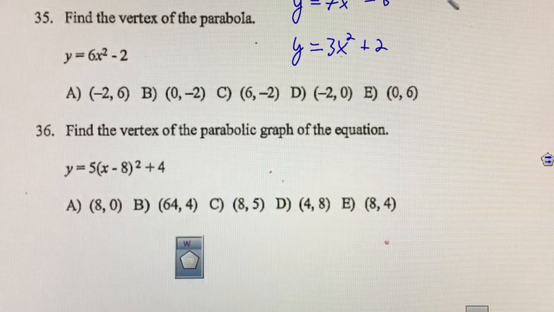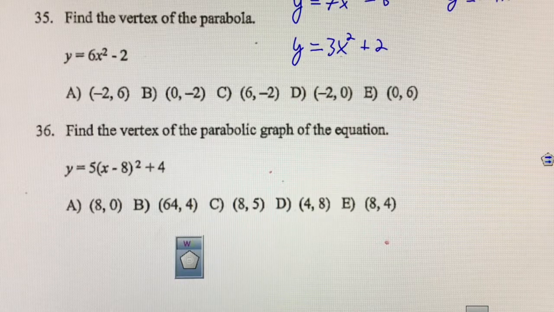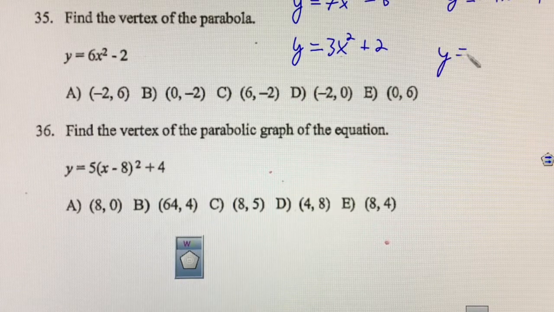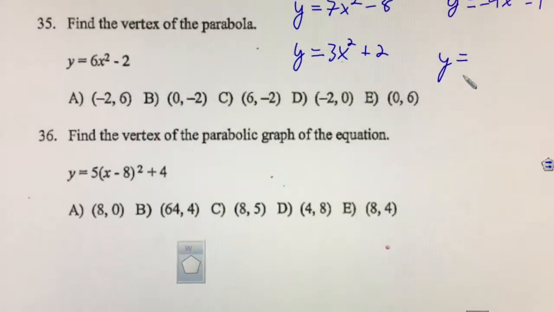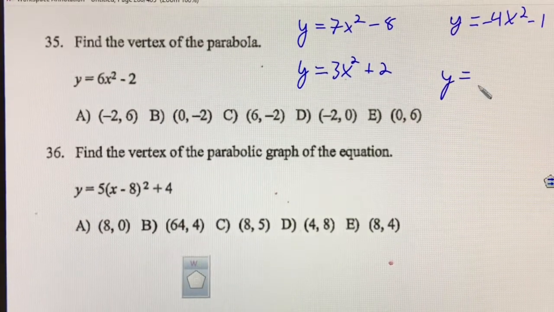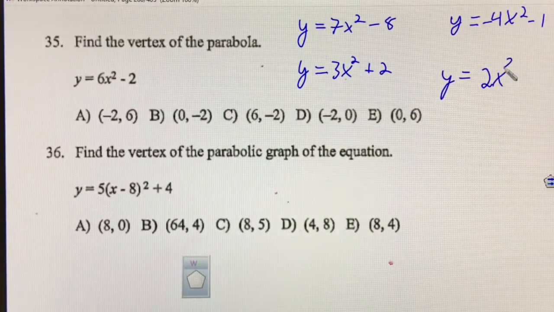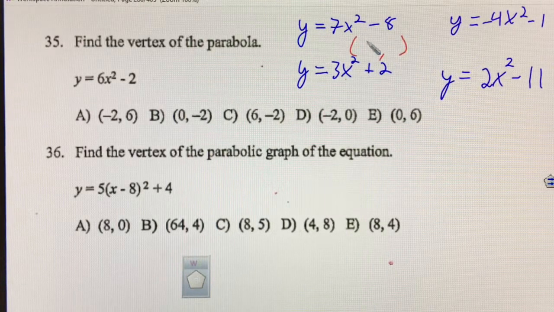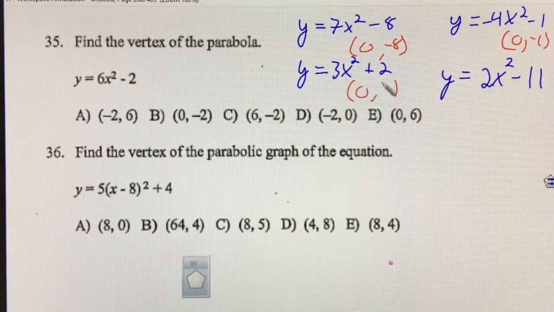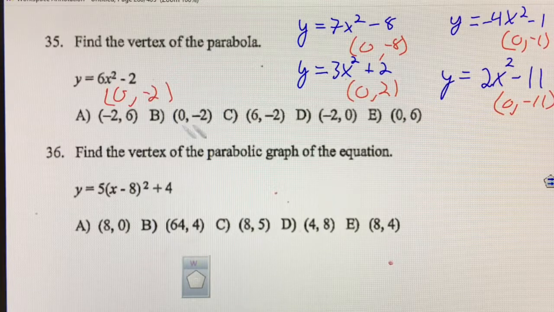Just giving you a bunch of examples. Y equals negative 4x squared minus 1. Y equals 2x squared minus 11. I can find the vertices for these quickly. It's going to be 0, negative 8. It's going to be 0, negative 1. It's going to be 0, 2. It's going to be 0, negative 11. So this vertex is going to be 0, negative 2.